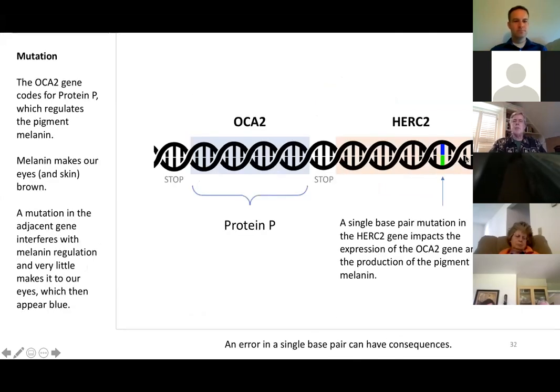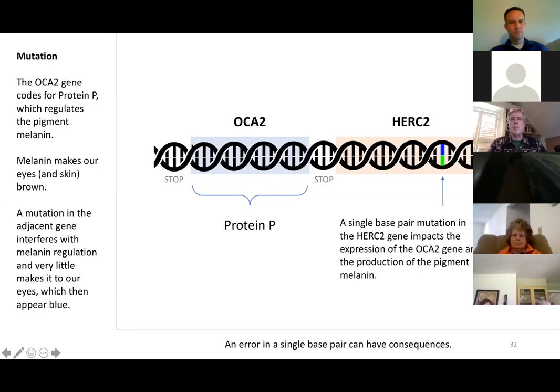And there's 2 genes I'll talk about here. So OCA2, which stands for the oculocutaneous albinism 2 gene, and HERC2. And I don't know what HERC2 stands for. I actually tried to look it up this morning. I couldn't find it. So I'm not sure what HERC2 means. But they are actually right beside each other on chromosome 15. And they are responsible for the production of melanin.